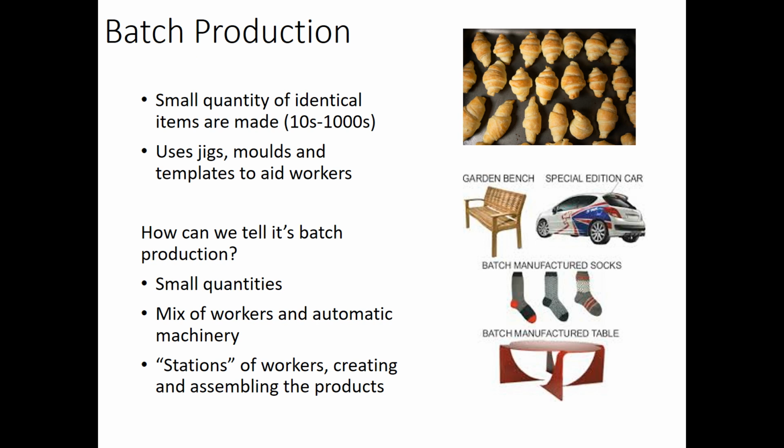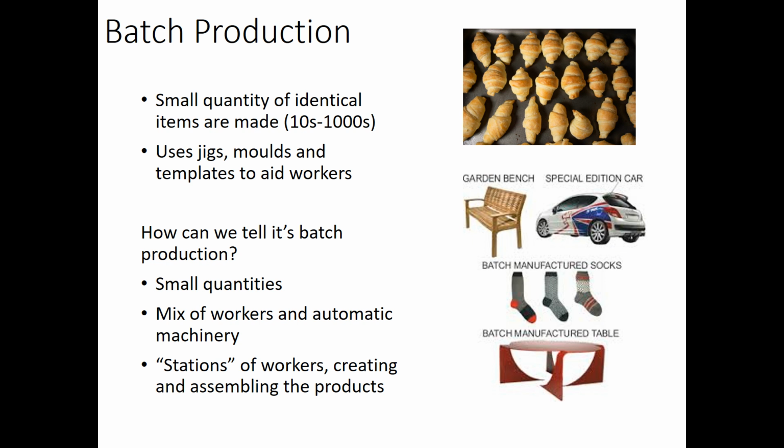Batch production. So this is a small quantity of identical items and we make them in around about the tens to thousands. We've got jigs, molds and templates to aid these workers to make it easier to produce them. How can we tell if it's batch produced?